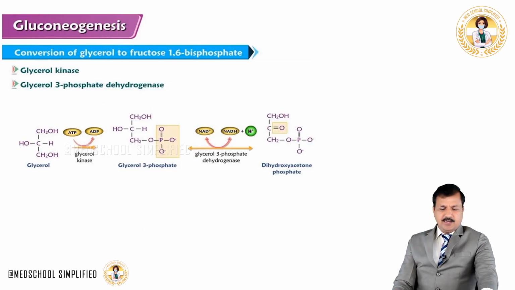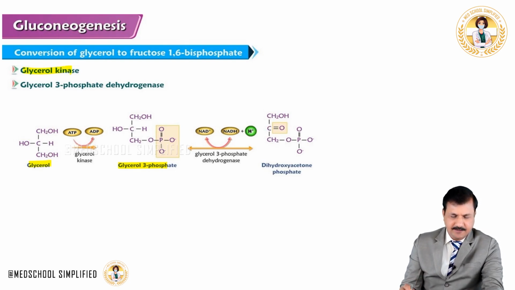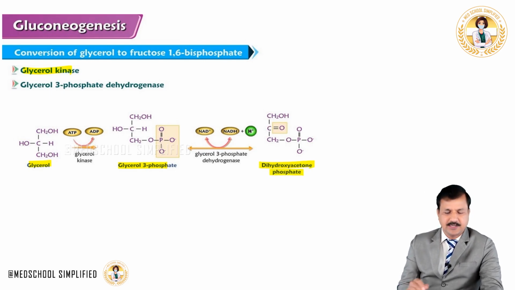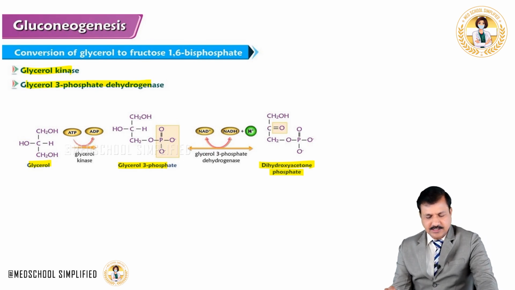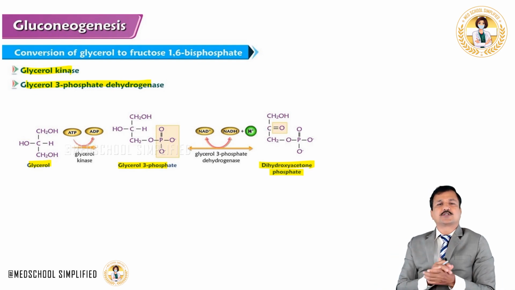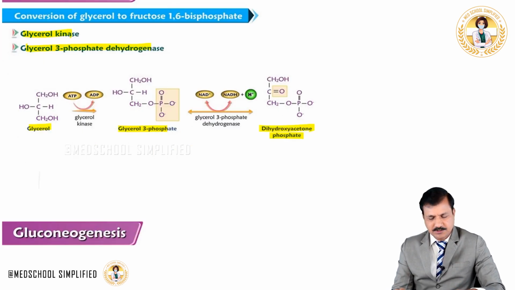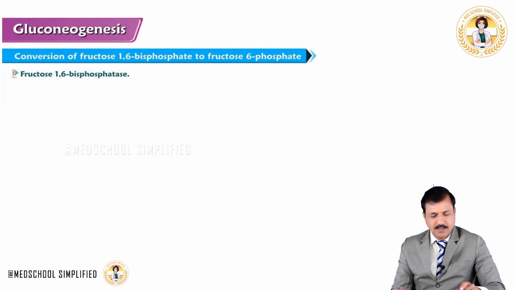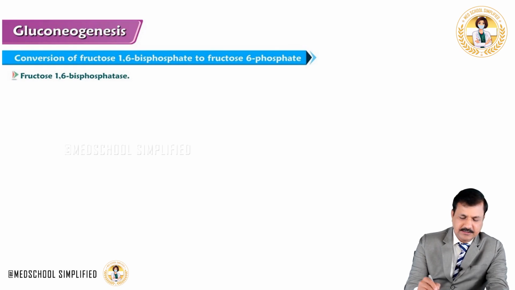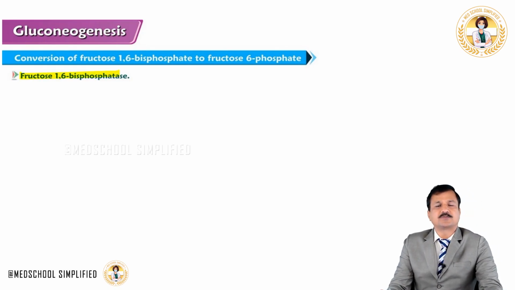I have already explained this particular reaction here, that is conversion of glycerol into glycerol 3-phosphate done by glycerol kinase enzyme using ATP, and glycerol 3-phosphate converted into dihydroxyacetone phosphate done by glycerol 3-phosphate dehydrogenase. So that's how we get dihydroxyacetone phosphate, which can combine with glyceraldehyde 3-phosphate to make fructose 1,6-bisphosphate. Now we are at fructose 1,6-bisphosphate. Let's see how to take it back. Now the fructose 1,6-bisphosphate is converted into fructose 6-phosphate. That is done by fructose 1,6-bisphosphatase enzyme.